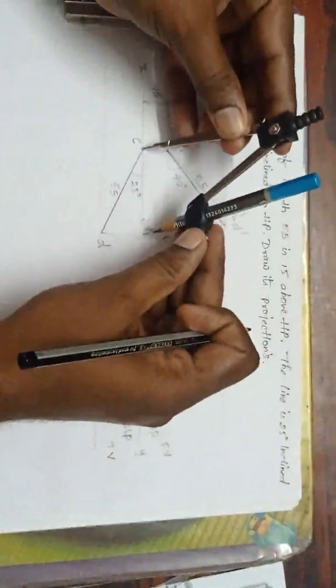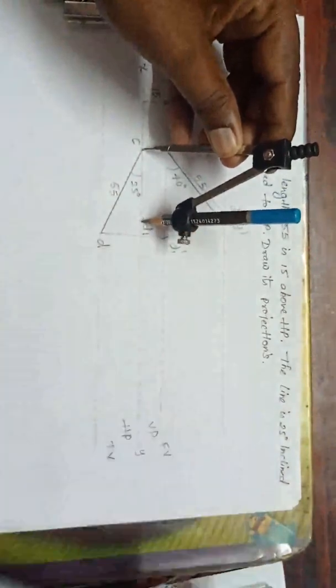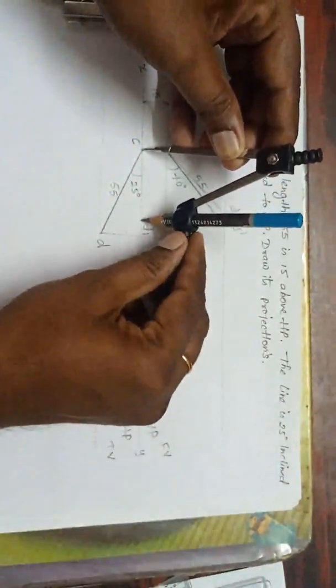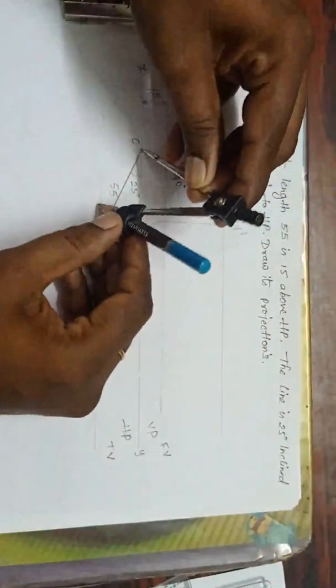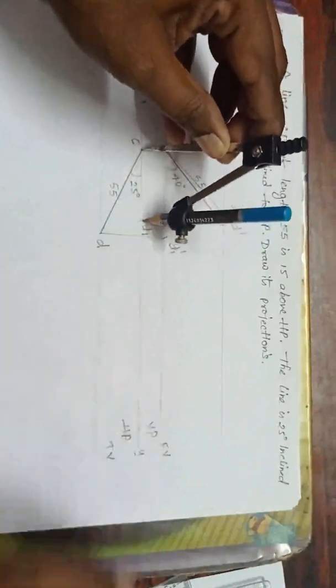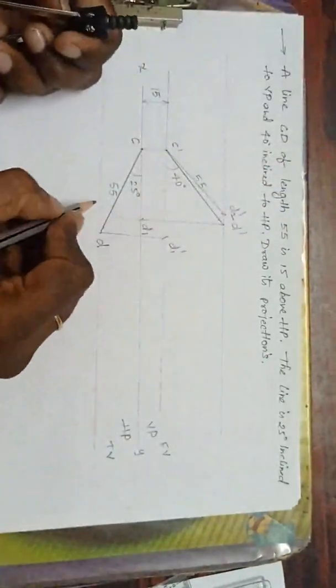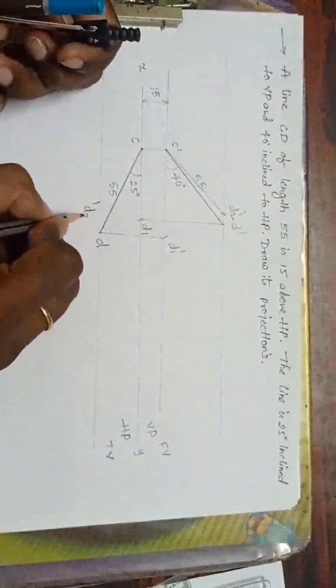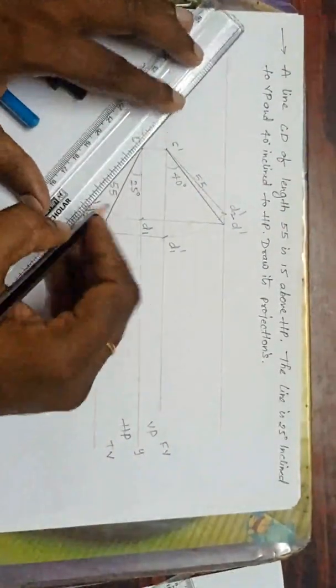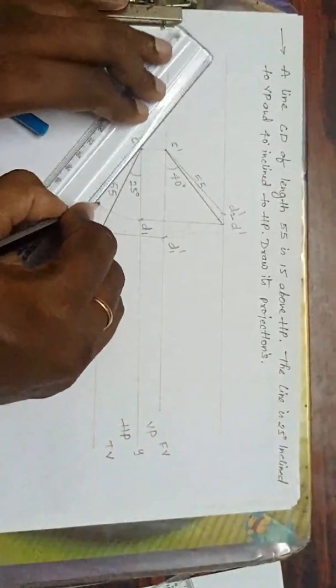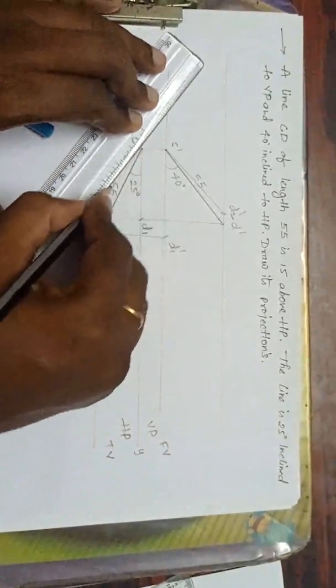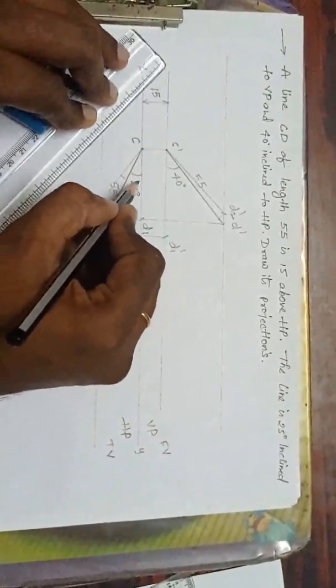Next what to do? Take a radius CD1, C as center. Cut this. Now what is this? This is D2. What I will do? I will join this. So this is the imaginary angle.